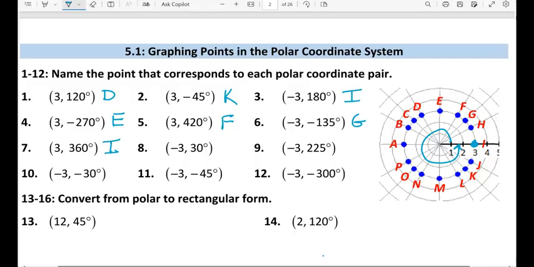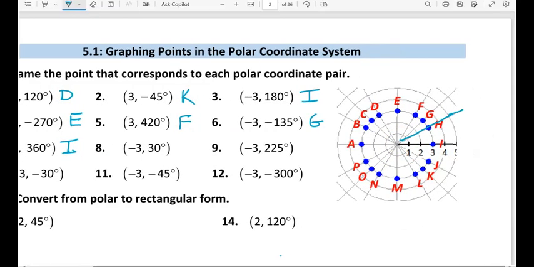For number 8, we have a 30 degree rotation, but the radius is negative, so we're going to go in the opposite direction to point P. Oops, that's number 8. For number 9, we have a 225 degree rotation. 225 degrees brings me to this point right here. And our radius is negative, so we're going to go in the opposite direction, which brings us to point G.